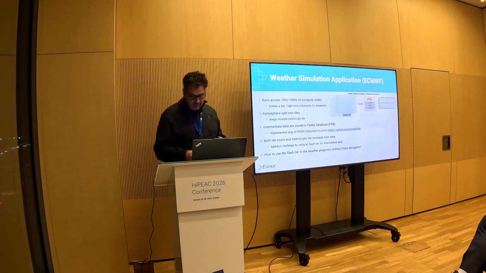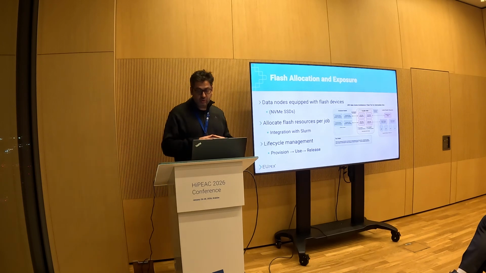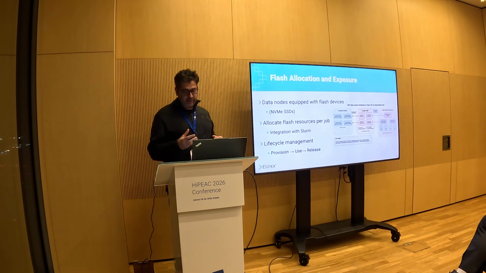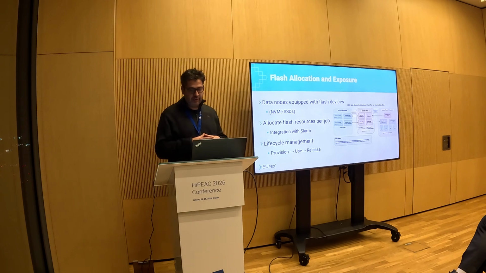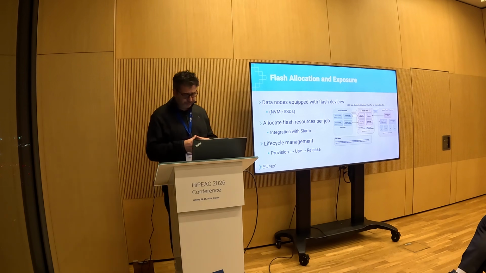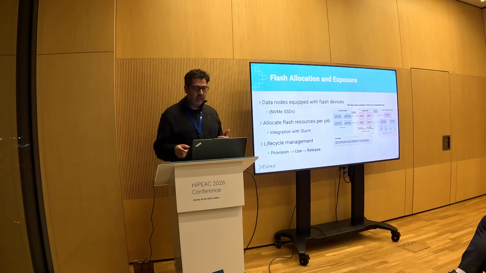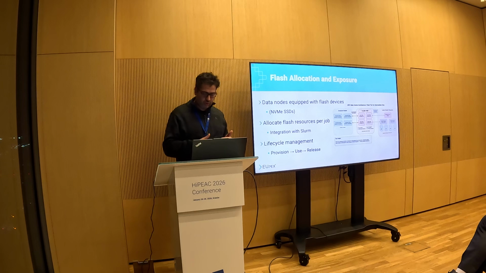Now, the question is how to use Flash in this application. The answer is to introduce a Flash tier in the HPC facility between the compute nodes and the Lustre file system. This Flash tier consists of data nodes which are equipped mainly with NVMe SSDs. It is integrated with a SLURM scheduler, so it can provision storage and allocate flash resources per job, and do the entire life cycle management per job. So it does the cycle of provision, use, and then release.